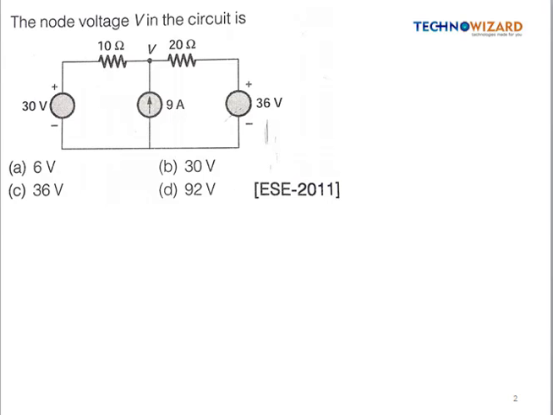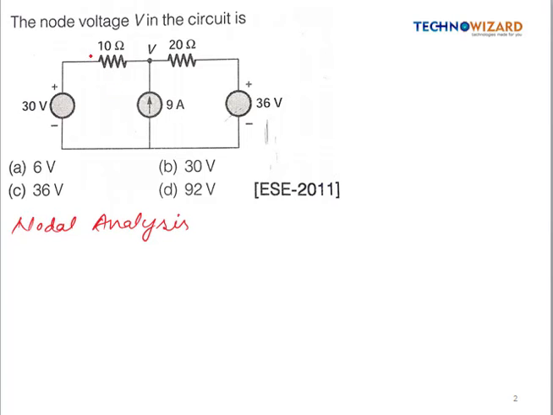Okay, so this is our first question. This question says: find the node voltage V in the circuit. Basically they have given us a circuit and we have to find the node voltage V, which is nothing but the voltage across this 9 ampere current source, right? We can solve this question by nodal analysis.